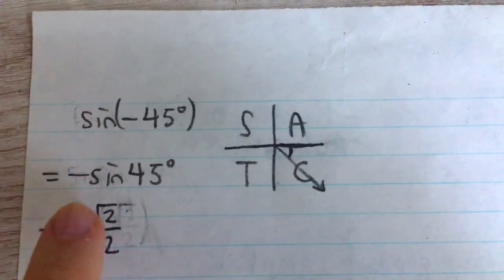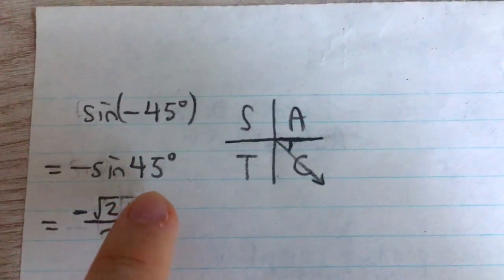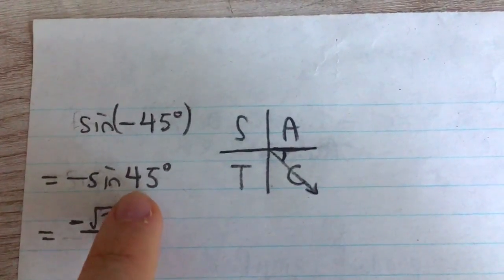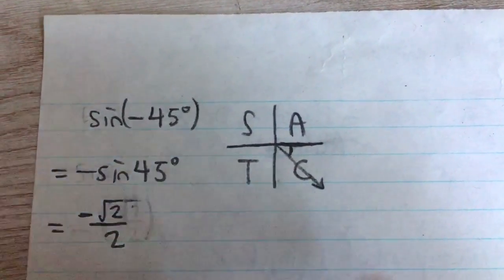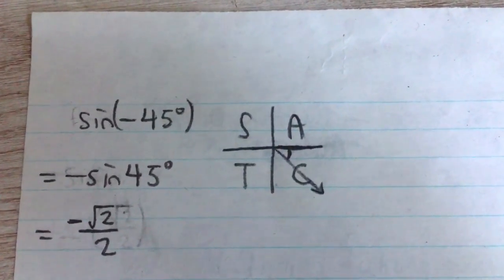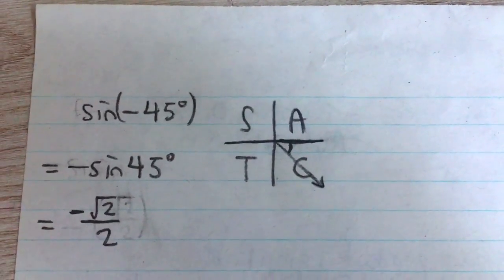So in other words, we know we're going to have a negative sign in front. Its reference angle is 45, so it's going to be negative sine of 45. And we know what sine of 45 is in the first quadrant, which is root 2 over 2. And so sine of negative 45 is negative root 2 over 2.